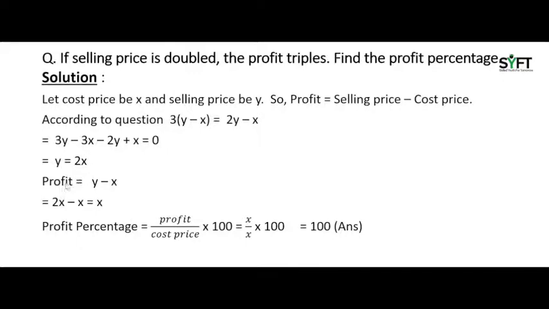Now we know the formula for profit is selling price minus cost price, y minus x. Y here is the selling price, x here we have assumed is the cost price. And we know the value of y, which came to 2x. So the profit will be y minus x, which is 2x minus x. So the profit will come to x. Now profit percentage is profit divided by cost price into 100. X here is profit and x here is cost price. So x by x into 100. So the answer will come to 100.